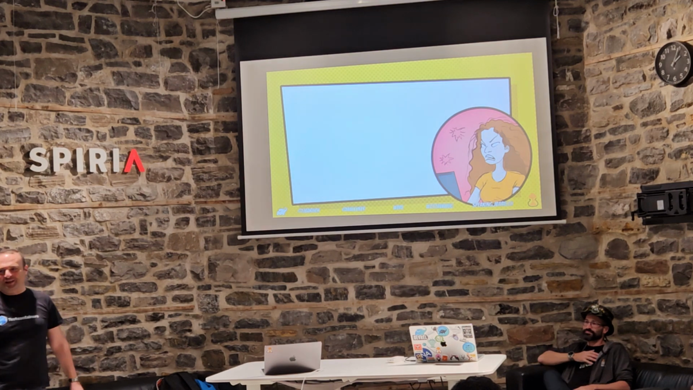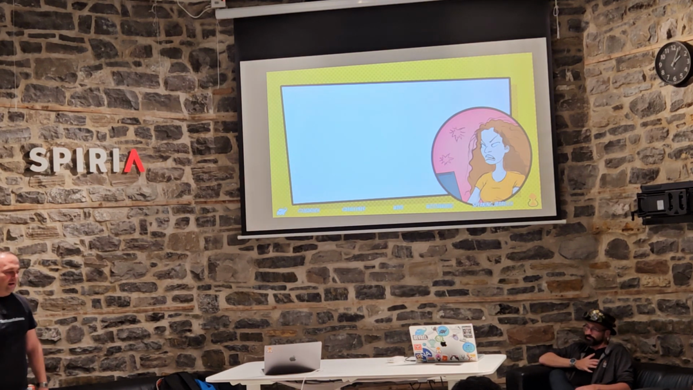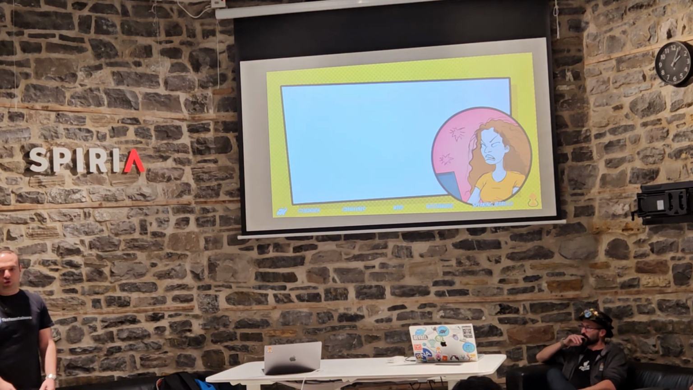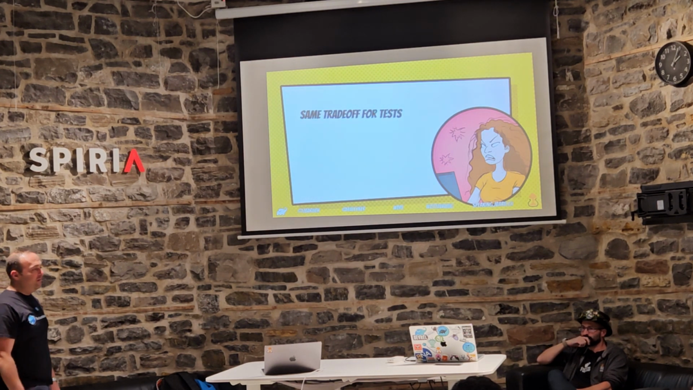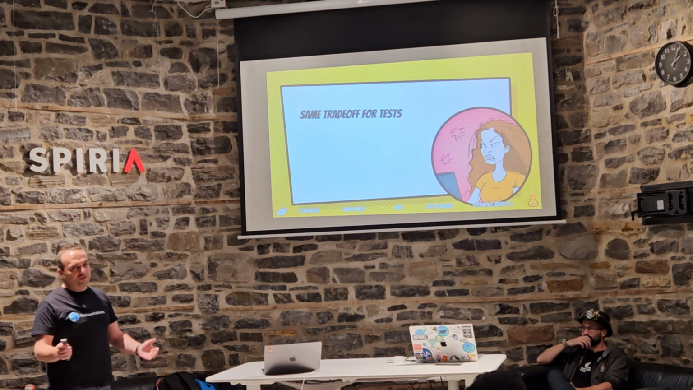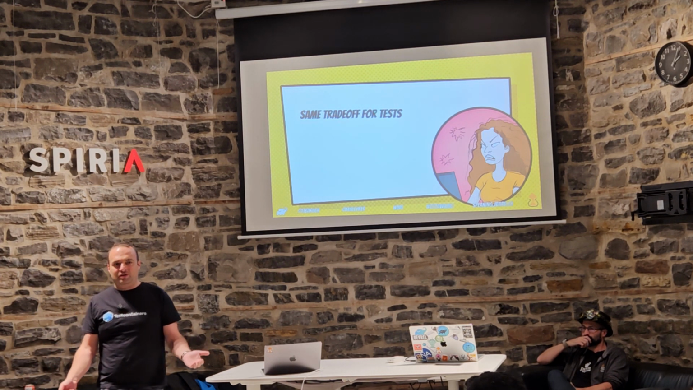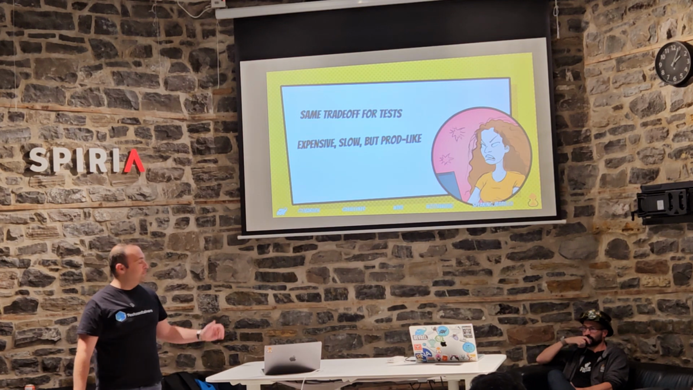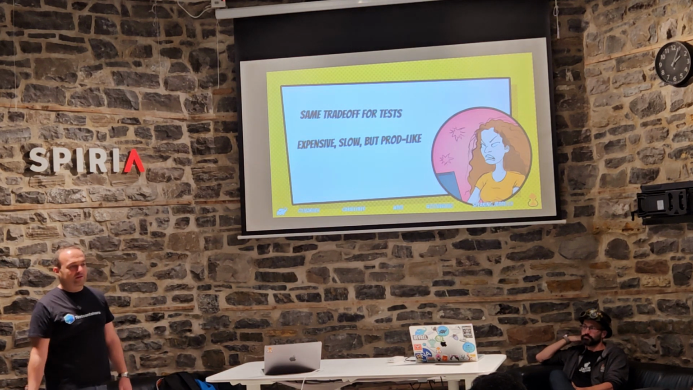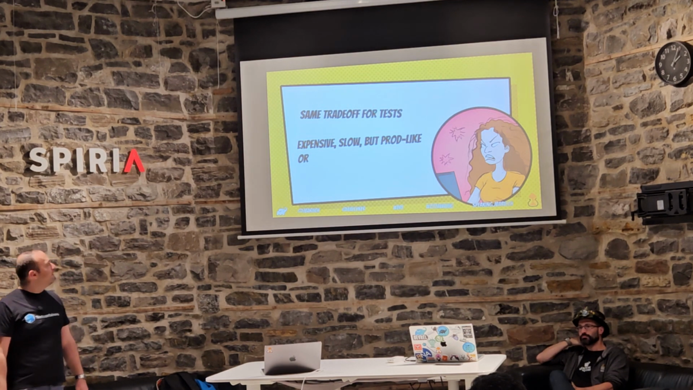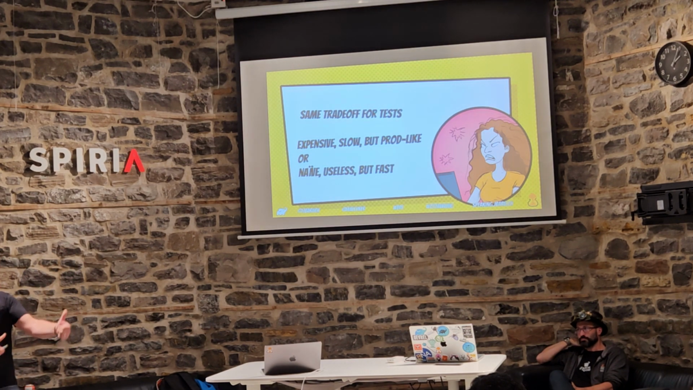All right, let's talk about tests, right? So Baruch told us all about build. He told us about which tests we should run, but let's actually talk about the tests. And what are the trade-offs that we have when we talk about tests? There are really two trade-offs that we all live with today, right? We can have expensive, slow, and production-like tests that give us realistic feedback, or naive, useless, but fast.